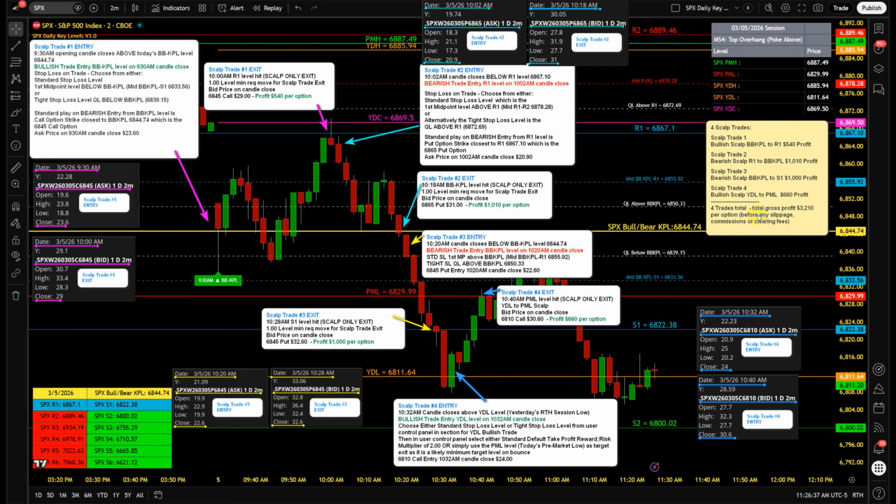Some brokers don't charge commissions on options and some do, or clearing fees. So SPX is run by CBOE. CBOE is the clearinghouse exchange for the SPX options. So they always charge clearing fees. So you're always going to pay the clearing fees even if your broker doesn't charge you on options. So there's no way of getting around the clearing fees.